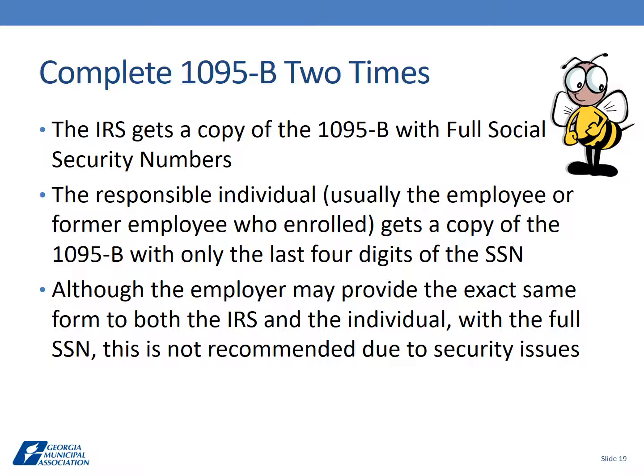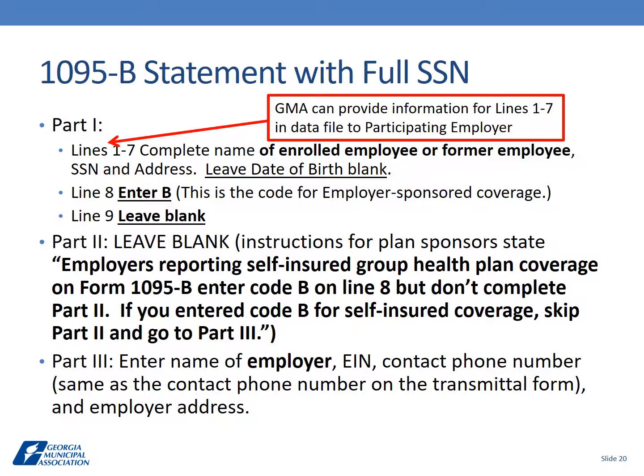The 1095-B form will be completed two times. The IRS will get a copy of the 1095-B that has the full Social Security number, and the primary responsible individual, usually the employee or former employee who enrolled, gets a copy of the 1095-B with only the last 4 digits of the Social Security number. The employer may provide the exact same form to both the IRS and the individual, but this is not recommended due to security issues.